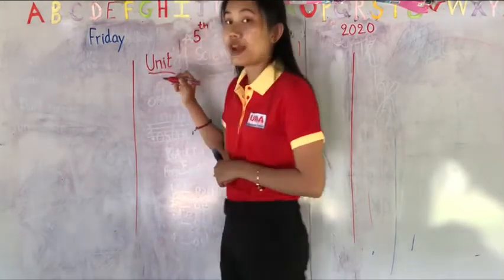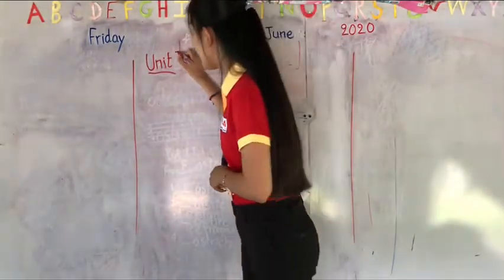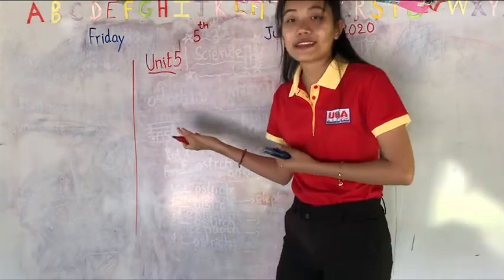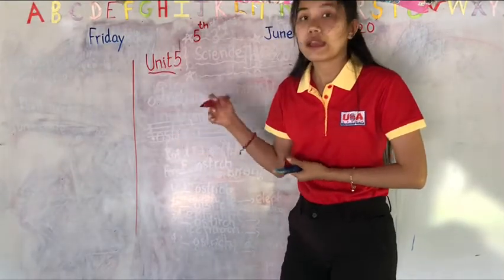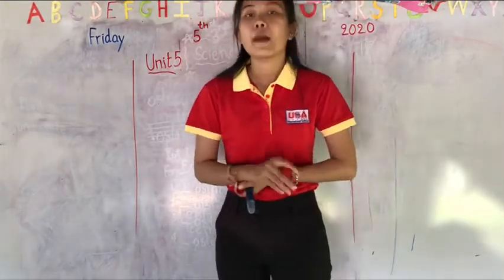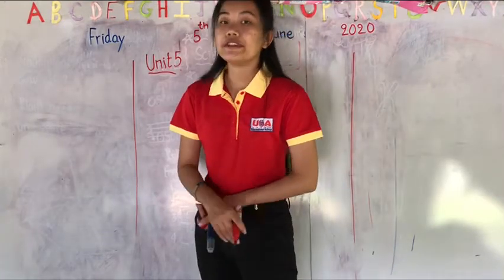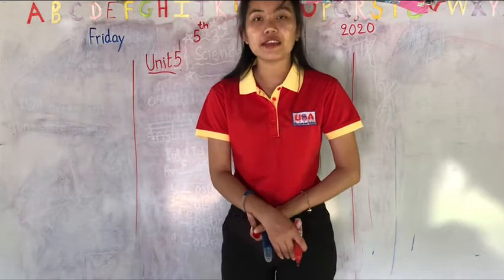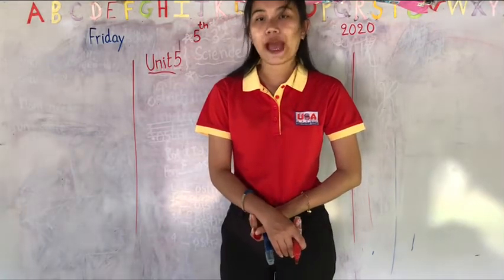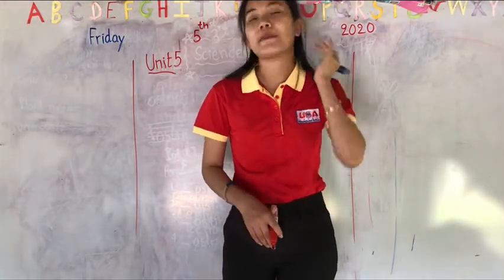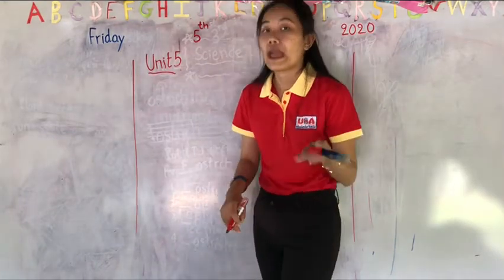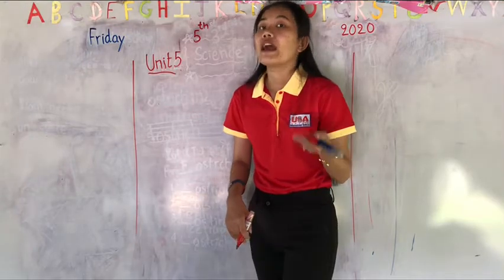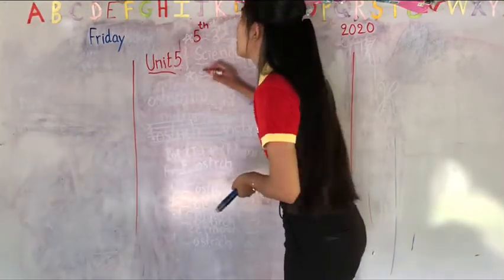Unit 4 or unit 5? Unit 5. Okay, so today is unit 5. What is the title in unit 5? Listen to me again. The title in unit 5 is a birthday party. A birthday party. Your turn. A birthday party.